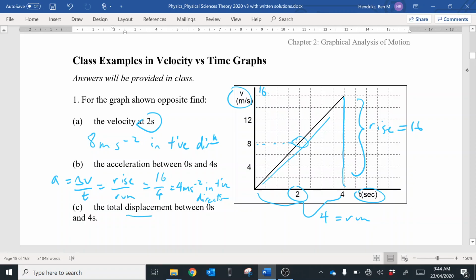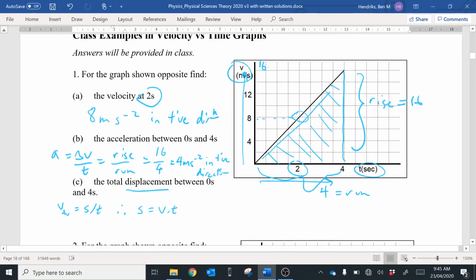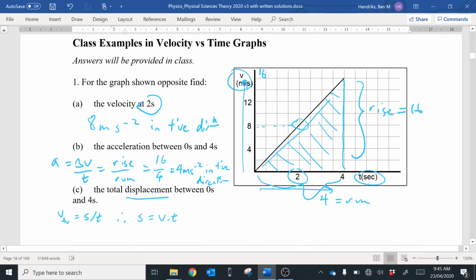So the total displacement between 0 and 4 seconds. To find it out, you have to work out the area under the curve. That's because if we rearrange our average velocity, which is equal to displacement divided by time, then the displacement is equal to velocity times time. So if you have velocity along here and time along there, then velocity times time is equal to area. So it equals the area under the curve.